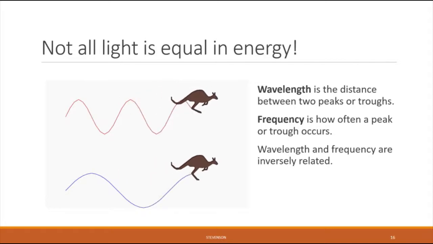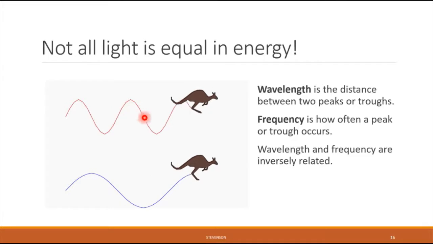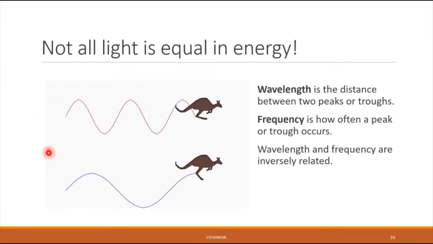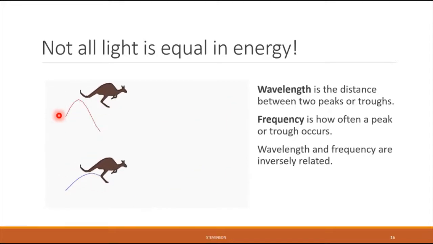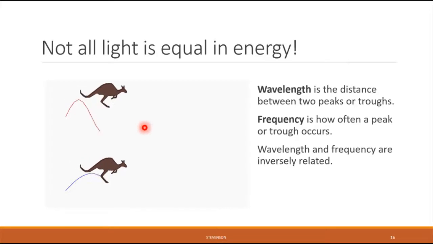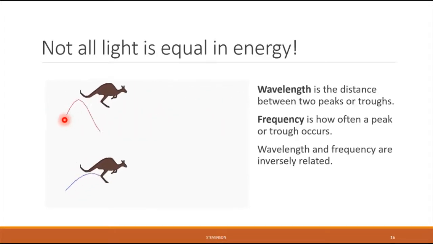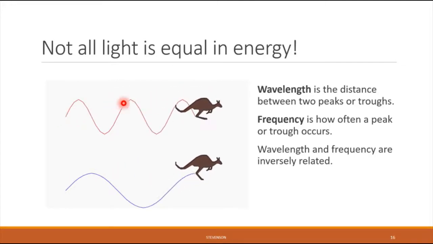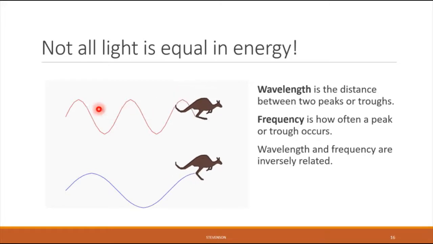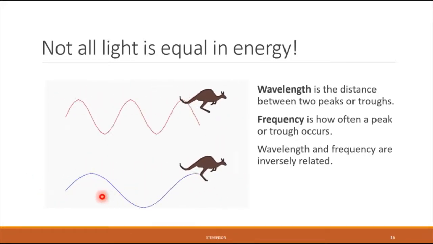For example, we have 2 different kangaroos here on the slide that are hopping at different frequencies and with different wavelengths. The kangaroo on the top has a shorter wavelength because there is a shorter distance between 2 peaks and 2 troughs within this wave. This means, of course, that this kangaroo has a higher frequency associated with its waves, meaning that there's a higher number of waves that occur in a given distance.